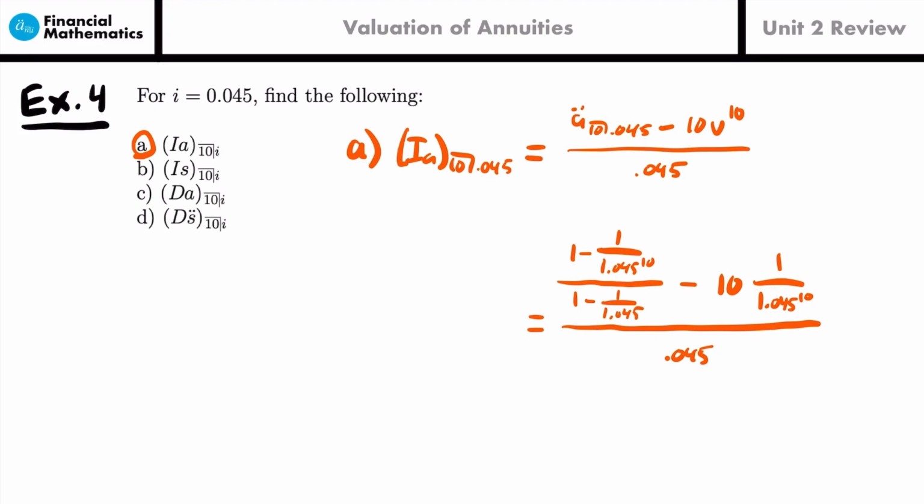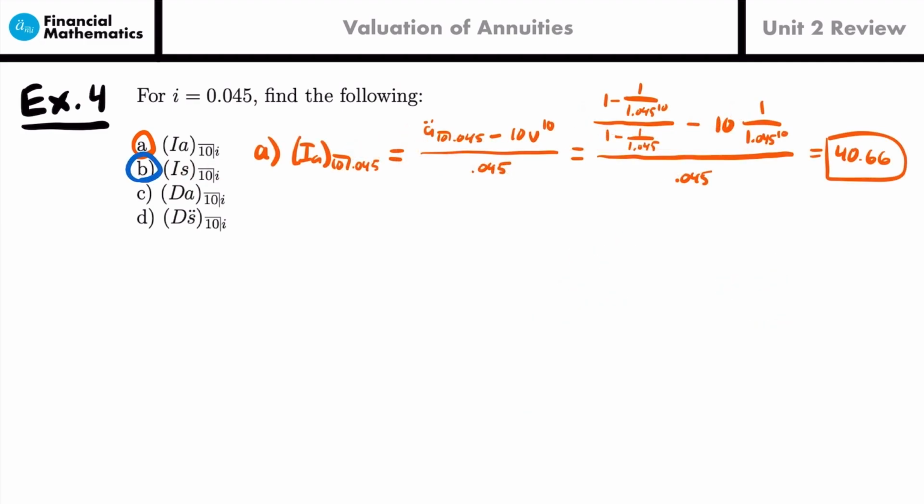And so however you like to go about these types of calculations is fine. But once you put this into a calculator, you will find that it's equal to $40.66. That is the present value of this arithmetic increasing annuity immediate. Okay, let's move on to our next annuity.